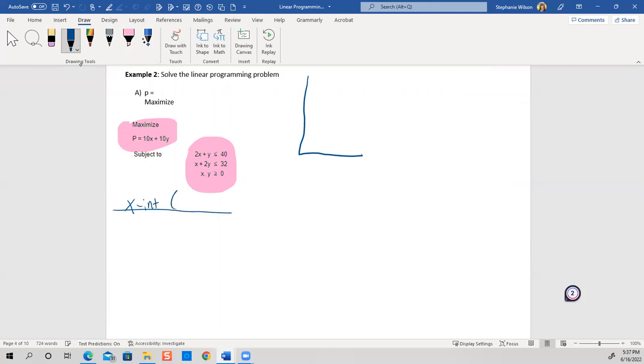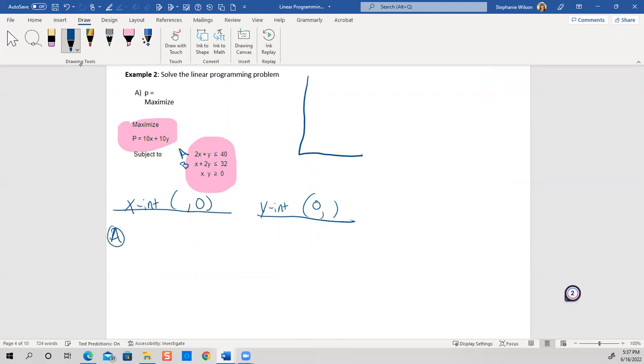And whenever we solve for it, we know y is 0. And then we're going to have our y-intercepts. And whenever we solve for it, x is 0. All right, so let's do this. I'm going to label this A and I'm going to label this B.